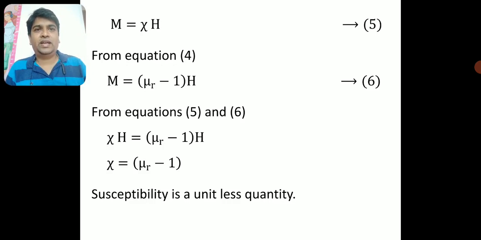And we have still more equations. M is equal to chi H. From the earlier equation, I can take M is equal to (mu R minus 1) into H. So finally I got this relation between susceptibility and relative permeability. Again I can say that susceptibility is a unitless quantity with that equation, because mu R is a unitless quantity. Therefore the susceptibility is also a unitless quantity.